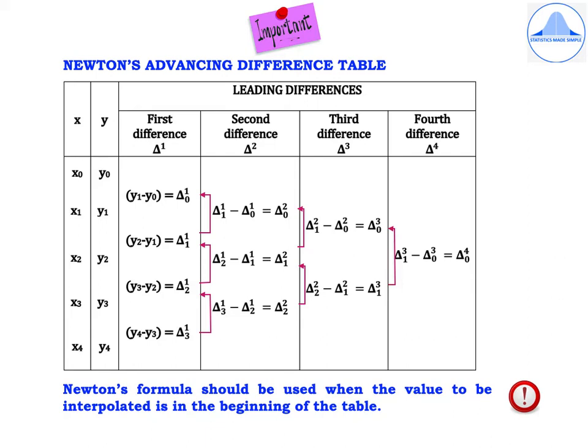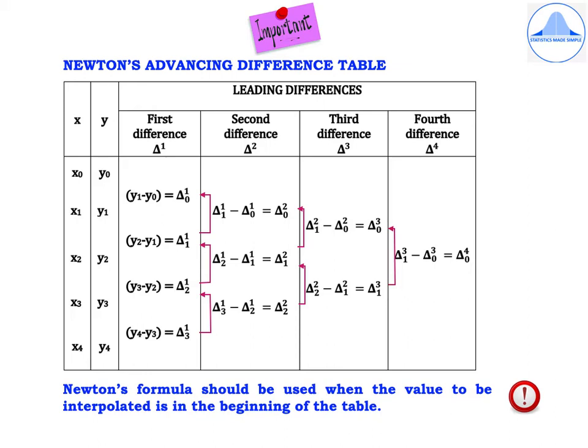Now to find out the third differences, which are denoted by delta cube, it is nothing but the differences of the previous column. So delta 1 square minus delta naught square will give us delta naught cubed, and delta 2 square minus delta 1 square will give us delta 1 cube.